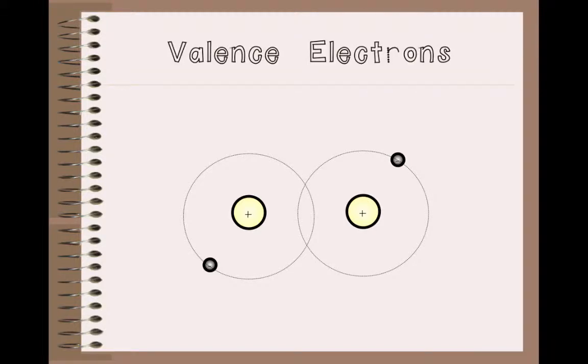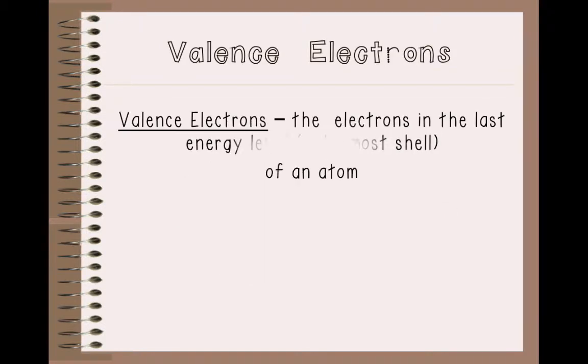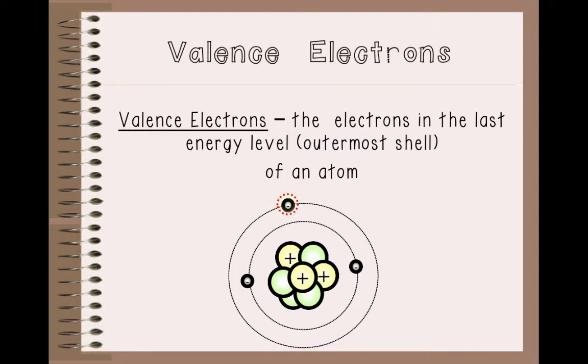Today we're going to be talking about valence electrons. Valence electrons are the ones in the outermost shell of an atom. So here we can see an atom of lithium, and the outermost shell, the one that is on the last surrounding the atom, is going to hold the valence electron, or the lonely last electron over here.